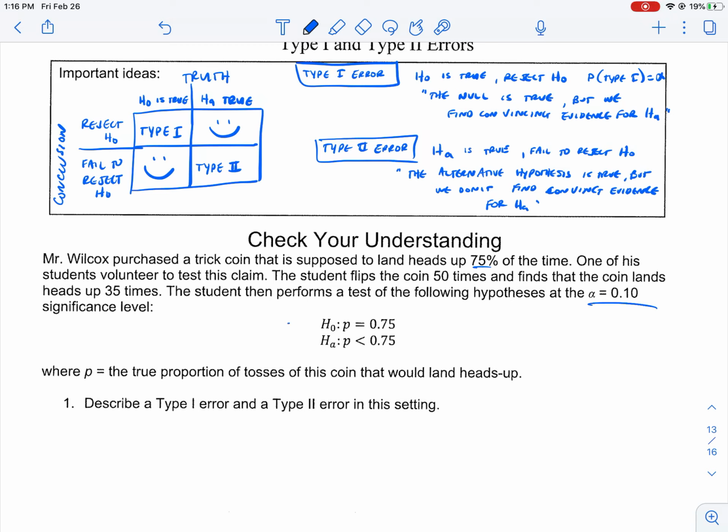So our null hypothesis is that p is 0.75. So that would mean that the coin works as advertised. Right? So the null hypothesis is that it's supposed to land heads up 75% of the time. So the coin works as advertised means that our null hypothesis is that the probability of it landing heads up is 0.75. Our alternative hypothesis is that the coin does not work as advertised.